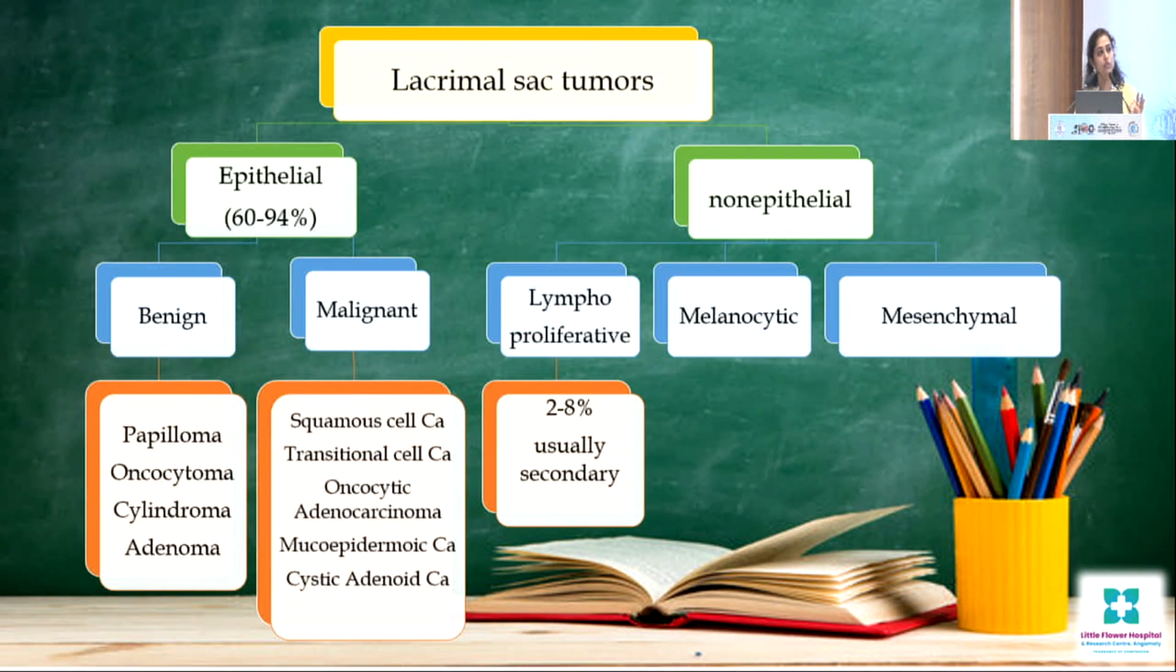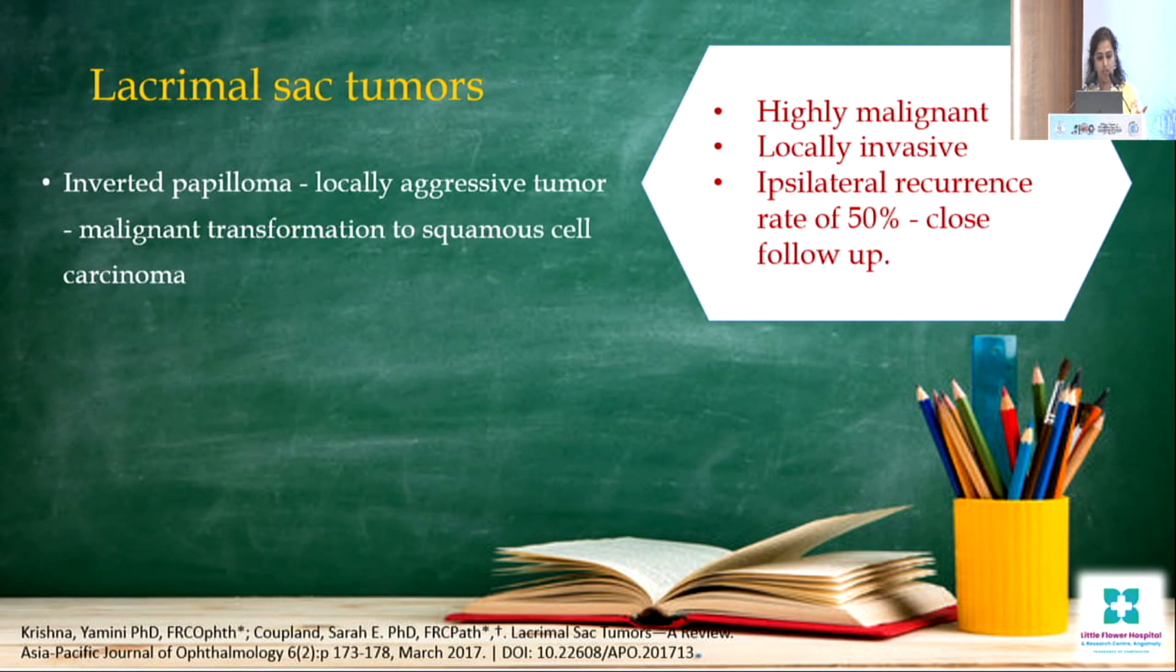As you all know, the lining of the lacrimal sac has pseudostratified columnar epithelium with interspersed ciliated respiratory epithelium, and the nasolacrimal duct has ciliated respiratory epithelium. So you have a vivid number of tumors which can arise from the lacrimal sac. The main are epithelial tumors, which account for 60 to 94%, of which the most common benign is a papilloma, and the most common malignant is squamous cell carcinoma. Non-epithelial tumors include lymphoproliferative, melanocytic, and mesenchymal tumors.